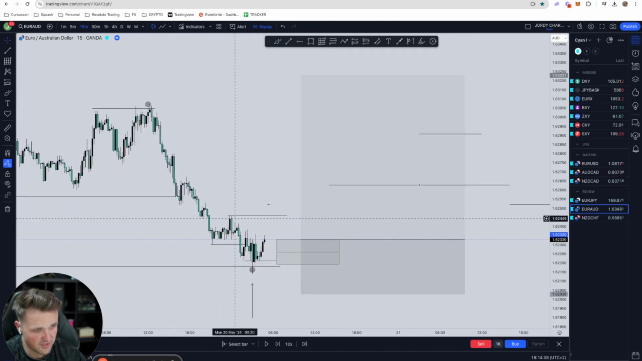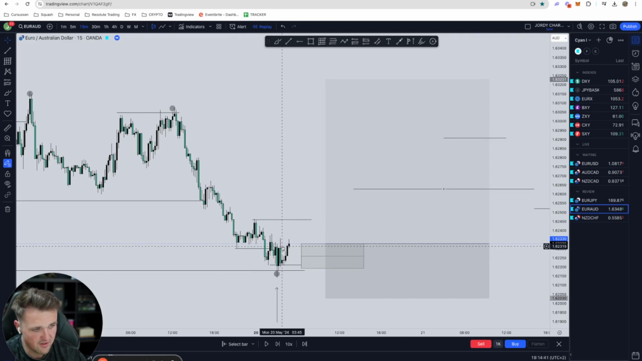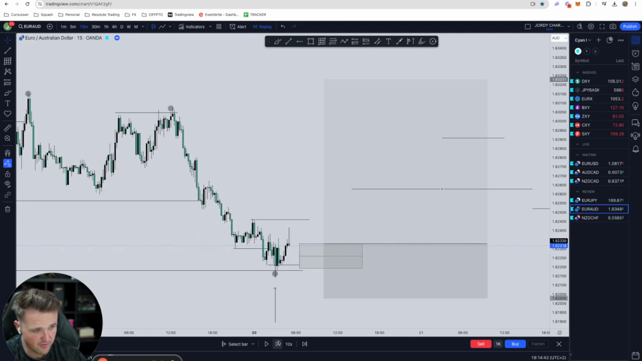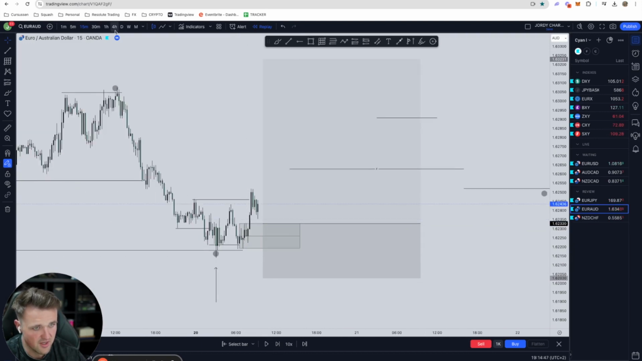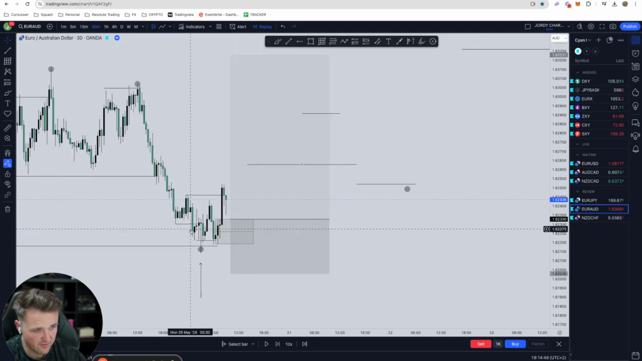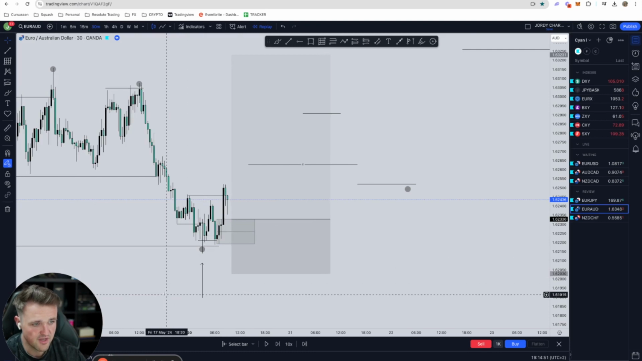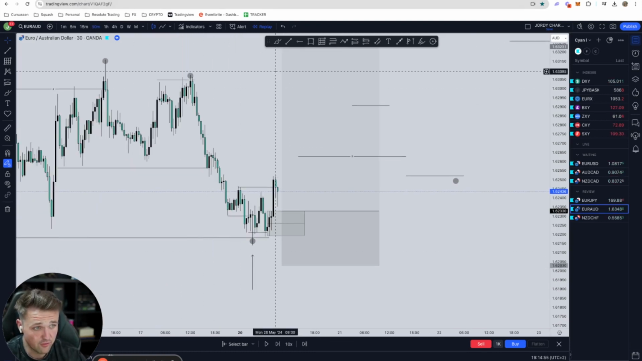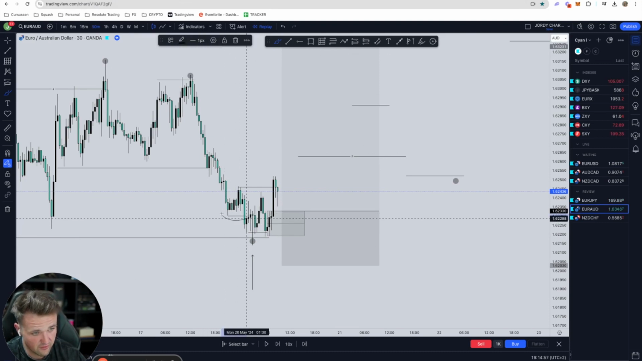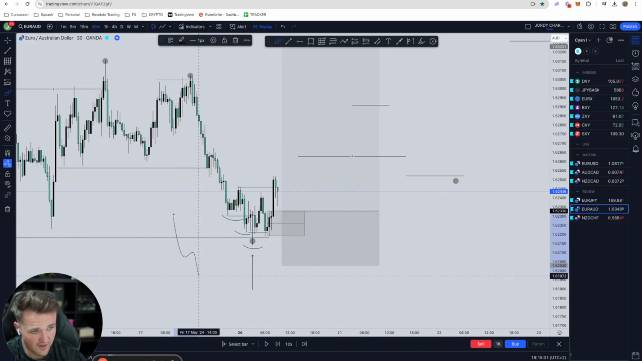We have accumulation, manipulation, and this is actually the distribution coming right now. Not yet. This is your distribution. On a 30-minute, it's a bit cleaner. Accumulation, manipulation, distribution. And now we had a lot of sweeps at the bottom, not at the top. So to me, taking out this low, taking out this low, taking out this low, this is what we call Wyckoff.